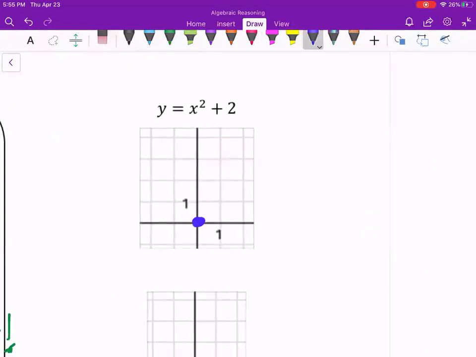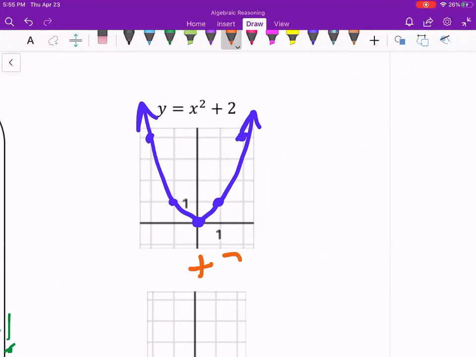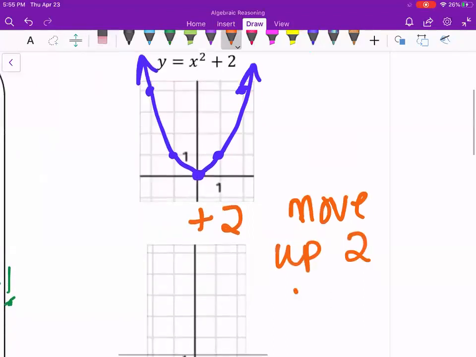All right, so let's get those same 5 dots to help us draw that U shape. This time we have a plus 2 outside of the parentheses. So that means for our graph, it's going to be truthful. So our numbers are growing, our numbers are going up. So then our graph will also move up. So we're going to move up 2 units.